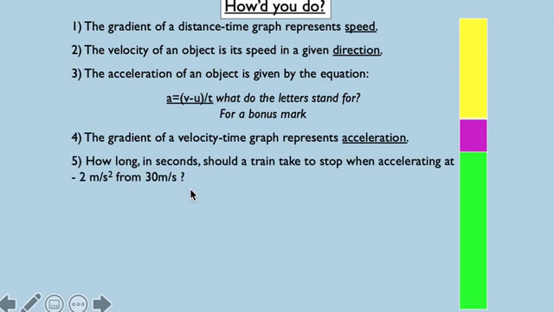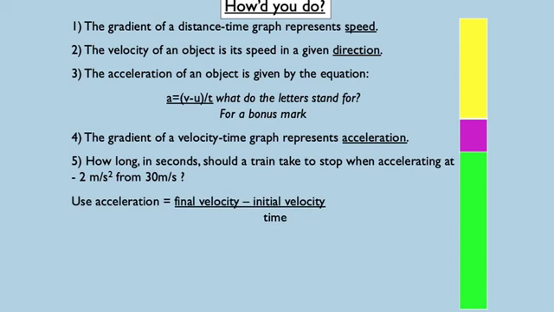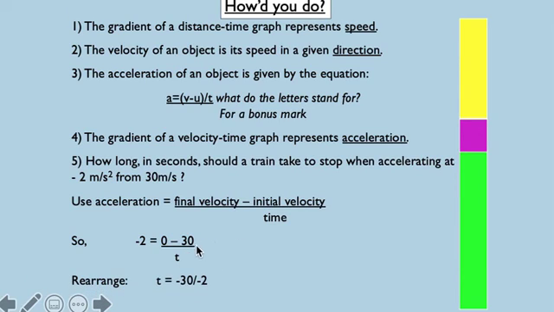The gradient of a velocity time graph represents acceleration. How long in seconds should a train take to stop when accelerating at minus 2 meters per second squared from 30 meters per second? So we use our acceleration equation. Acceleration equals final velocity take away initial velocity, all over time. So the acceleration, it says, was minus 2. The final velocity, because it stopped, has got to be 0. The initial velocity was 30. So 0 take away 30, divided by time.